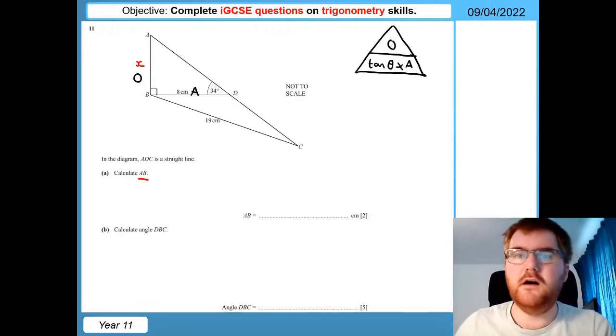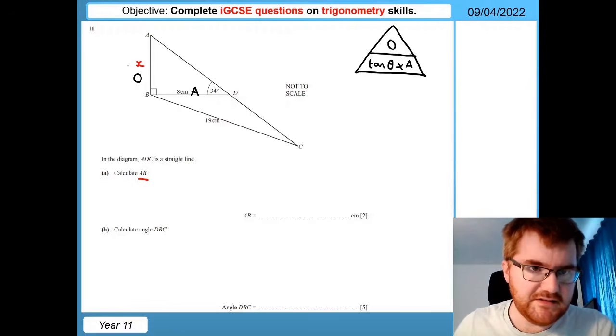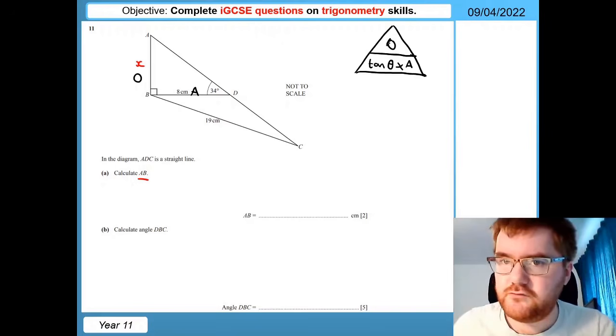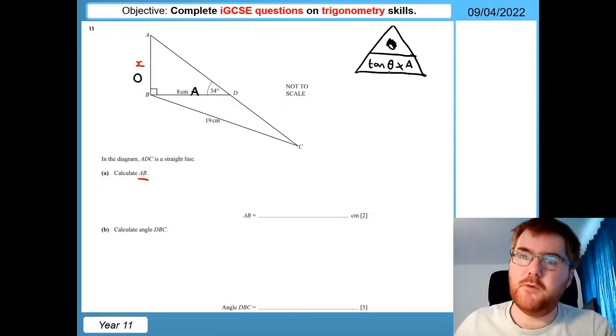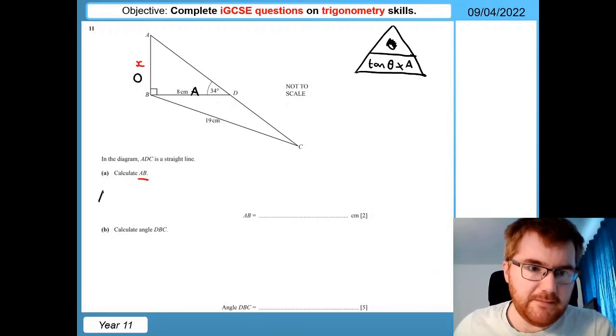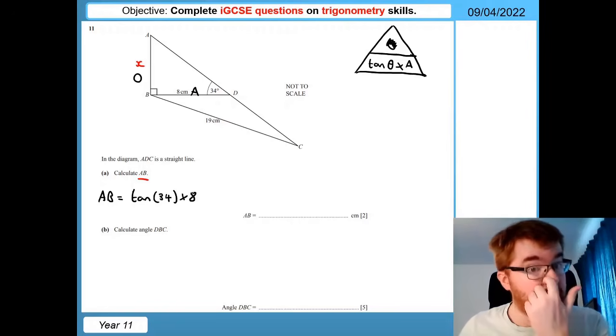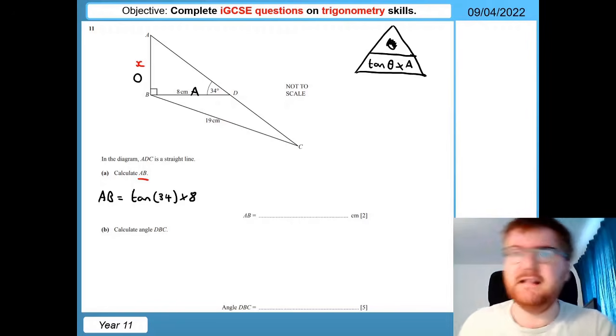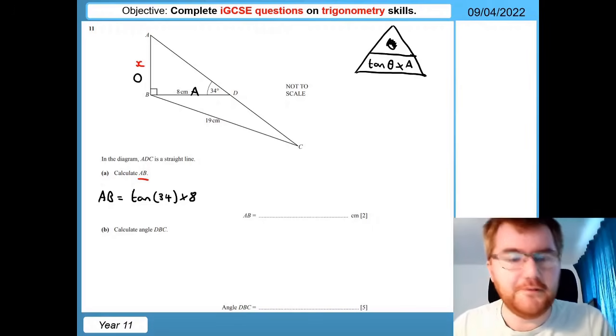And this time we are looking for the opposite, so this is the thing that we don't know. So we cross out this part here, and then we're going to do the calculation we see, which is tan of the angle times adjacent. So to work out AB, we are going to do tan 34 times 8. So I've shown my calculation for the method mark. Let's go to my calculator and work it out.